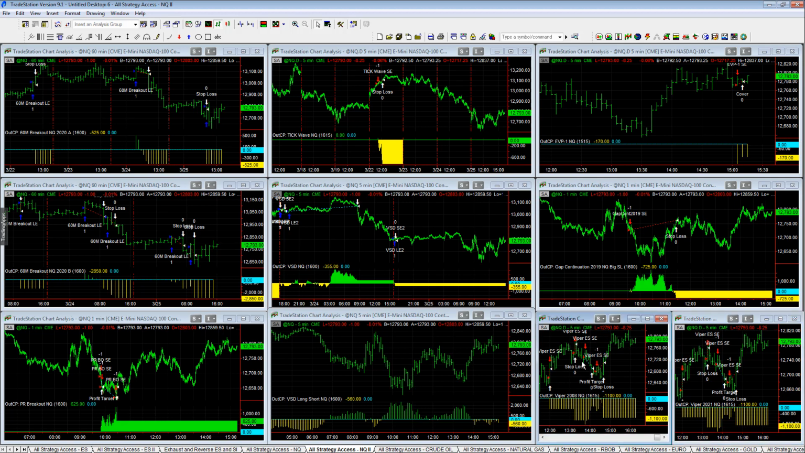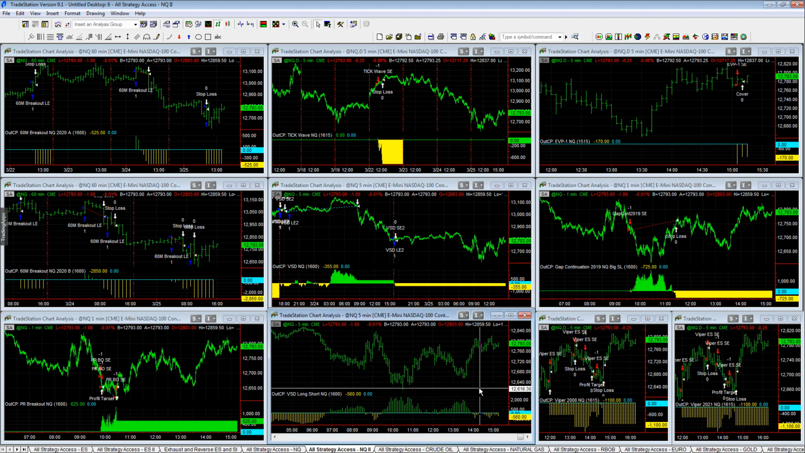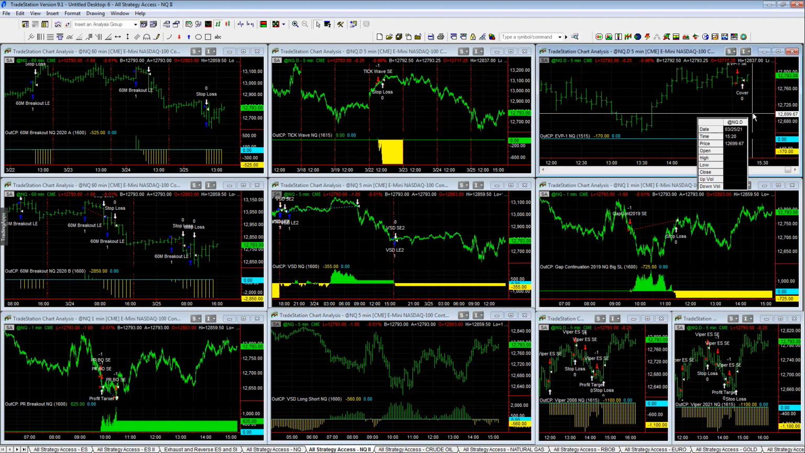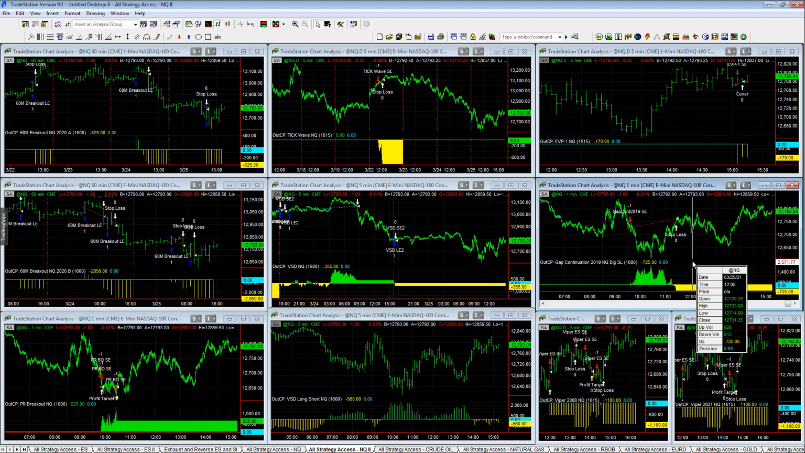And so these strategies right here are taking some drawdowns right now and could be a good place to start. EVP1 minus 170, gap continuation 2019, big stop loss minus 725. This had a nice trade going, market reversed. Once again, hard to short this market.